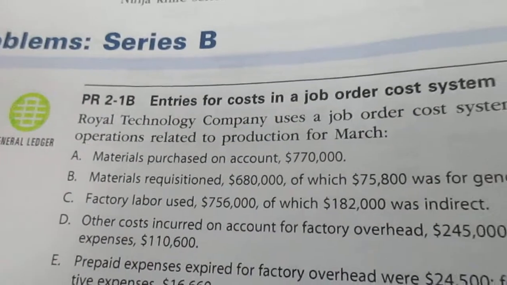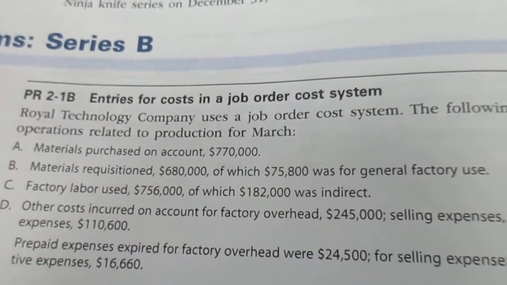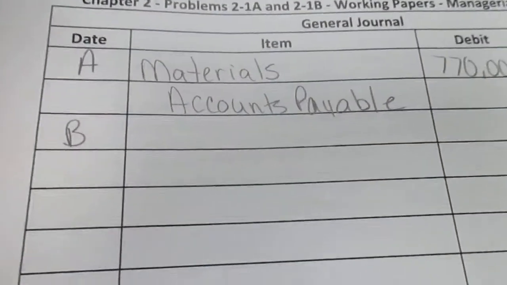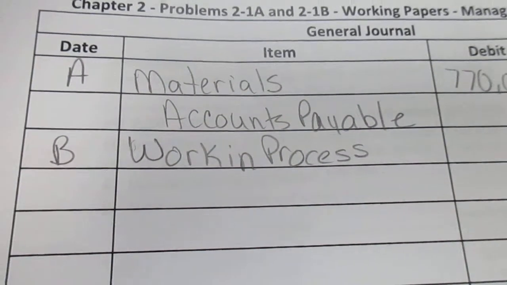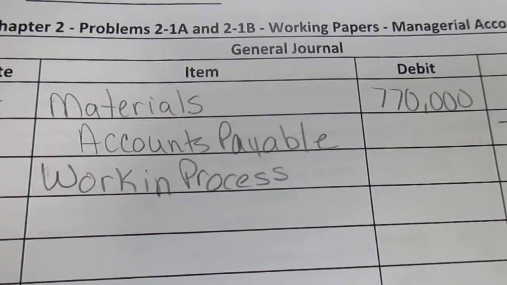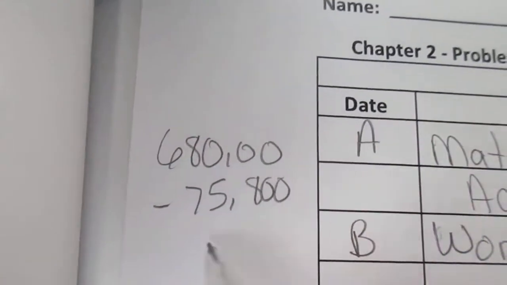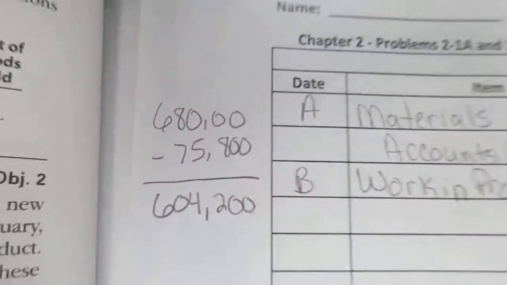Okay. Letter B, materials requisitioned $680,000, of which $75,800 was for general factory use. Now remember, we talked about materials that are being used as part of the product become work in process. Materials that are general should become factory overhead. Okay, so letter B, we've asked for materials from the materials inventory, so we're going to debit work in process. It's a technology company, so depending on what we're making, we're asking for different pieces that we're going to need to create something. So it gives us a total of $680,000. So we're going to take that $680,000 and we're going to subtract the $75,800 that was for factory overhead, that was for general use. And when we subtract those two numbers, we get $604,200. And this becomes the number we use for our journal entry for work in process.